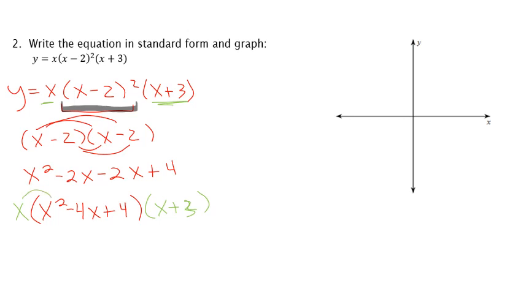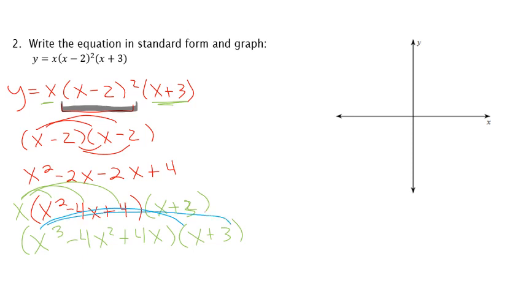And we have an x that we can distribute inside. So now that we got rid of that exponent on the outside, we have x cubed minus 4x squared plus 4x. And now we have that x plus 3 that we still have to distribute. And then we just do the same process again. All right, so we get this to be x to the 4th plus 3x cubed.